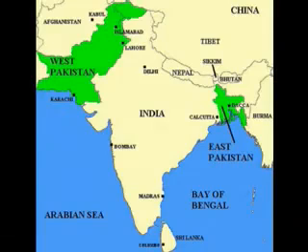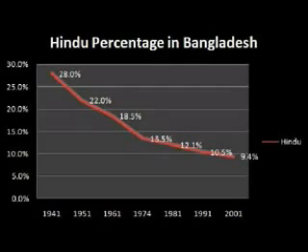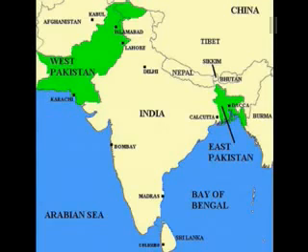In the former East Pakistan, known as Bangladesh today, the Hindu population has seen a similar decline since partition. Persecution reached the level of genocide in 1971, when civil war broke out between West Pakistan and East Pakistan. Bengalis in East Pakistan were pushing for independence.